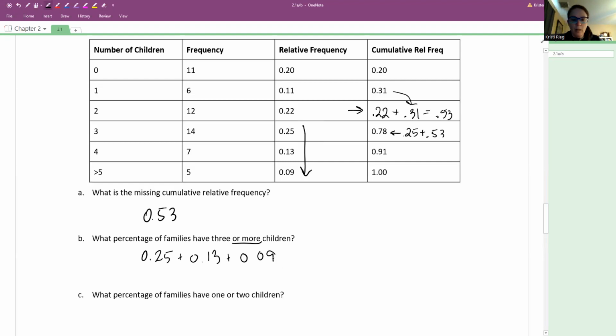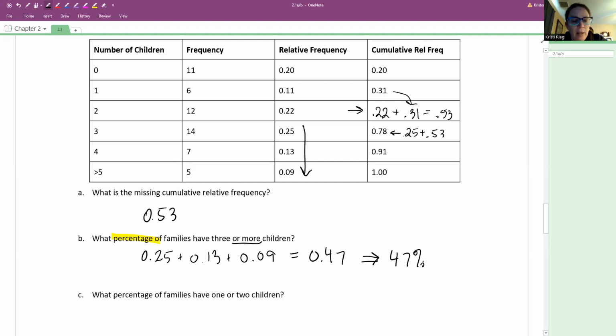And you're welcome to do this in your head or pull out your calculator. Just type all those in, sometimes with decimals, especially because like the 0.09 right there, sometimes people mix them up. So just pull out your calculator, no worries. So this is 0.47 when I add them all up. However, it's asking for the percentage of families. So I'm going to change that into a percent, which is 47%.